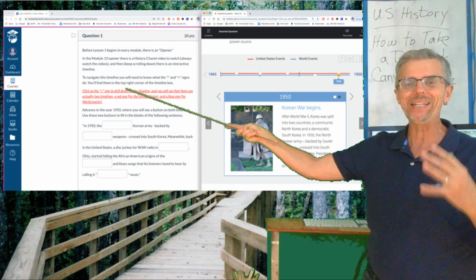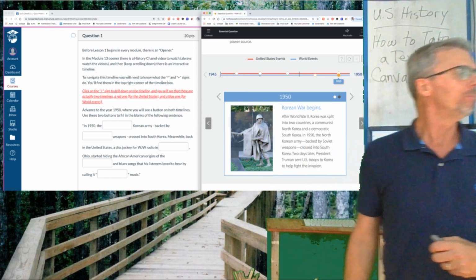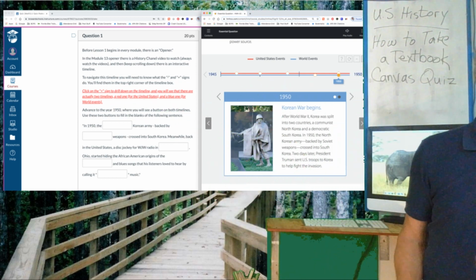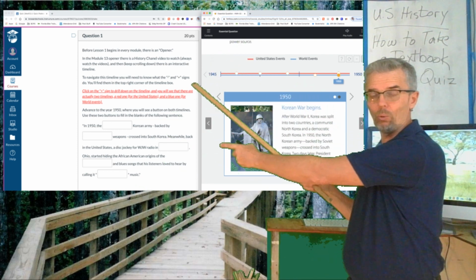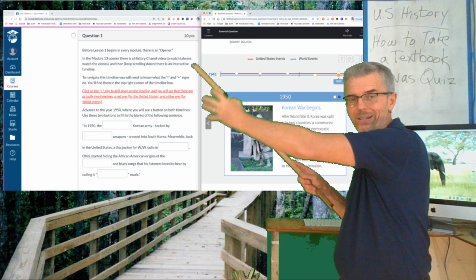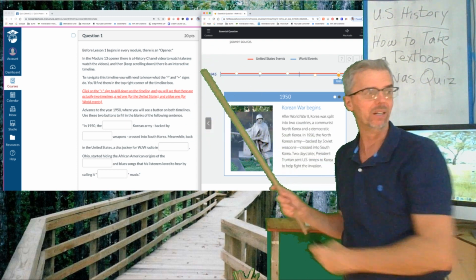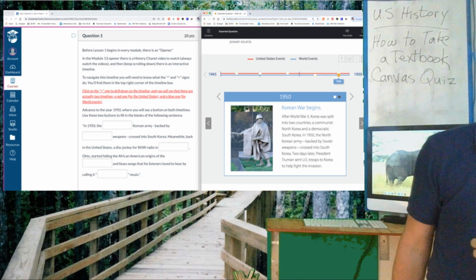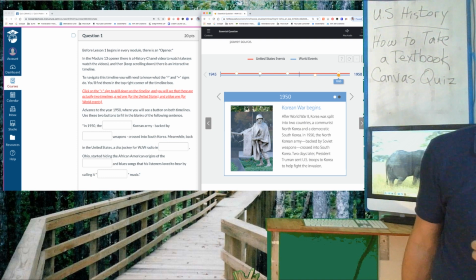Don't be so lazy. All right, it says, before lesson 1 begins, in every module, there is an opener. Okay, so this is your warning. This is in the lesson opener, the module opener. It's not in lesson 1. It's in the opener. All right. And it says, in the module 13 opener, there's a History Channel video to watch.